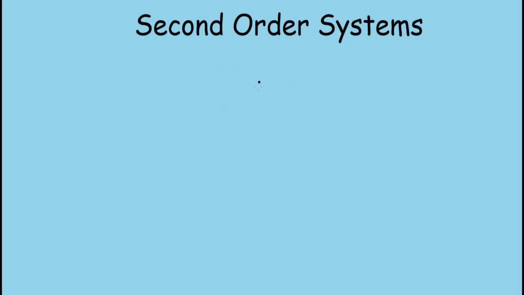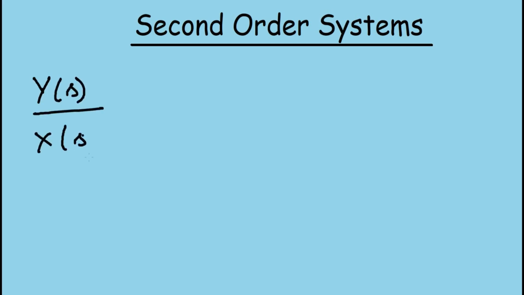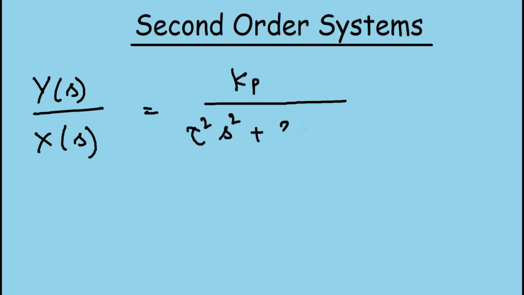So in this short video we will discuss the second order systems. The transfer function for a second order system looks somewhat like this: Y(s)/X(s) equals Kp divided by tau square s square plus 2 zeta tau s plus 1. This is the general representation of a second order system transfer function.